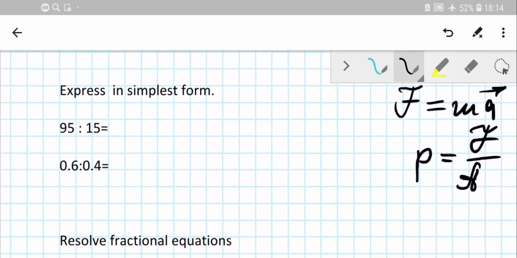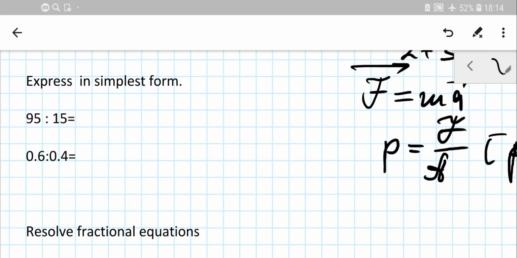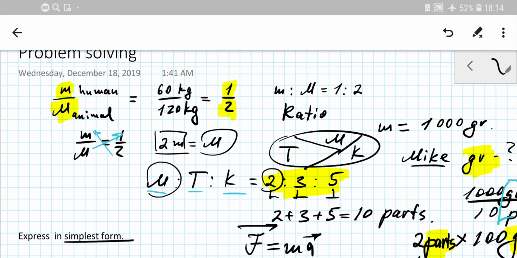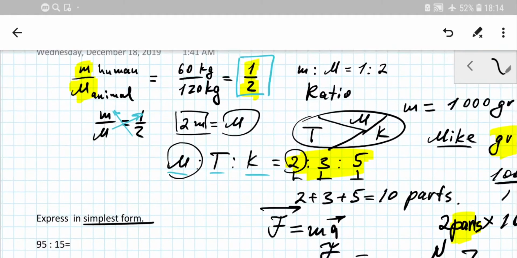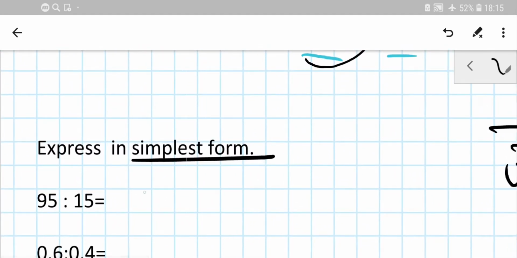Okay, so we'll go through several exercises and practice problems. We start from simple basics, and then we go to harder stuff. Express in the simplest form, 95 over 15. The key words here are simplest form. Remember before, when we considered the example with 60 over 120 kgs, we came to something called a simplified fraction, right? So simplest form means your ratio should be finally simplified, okay? That's why we do the same.